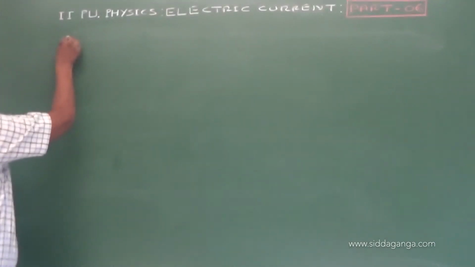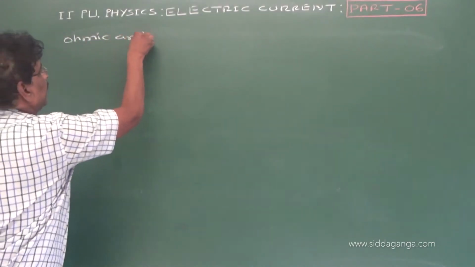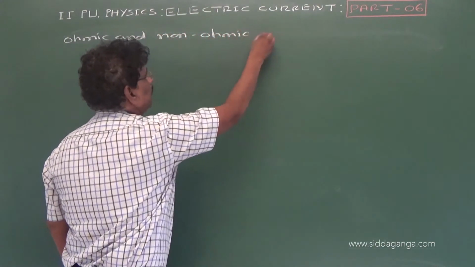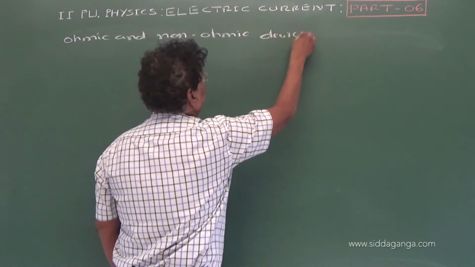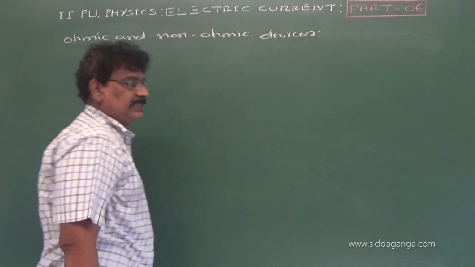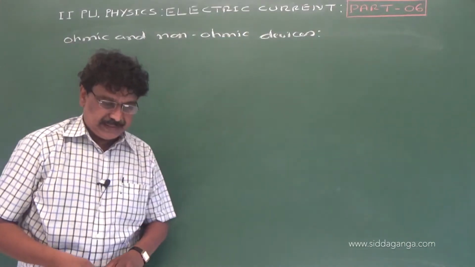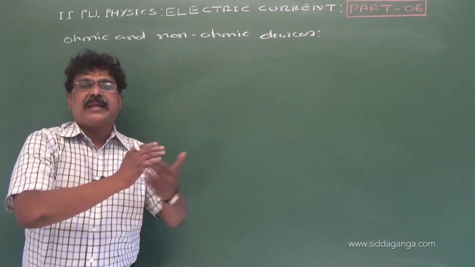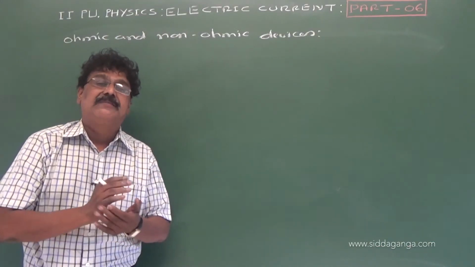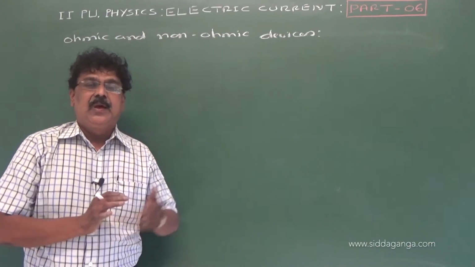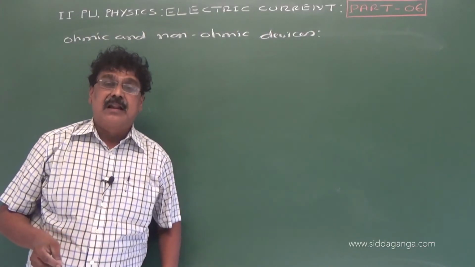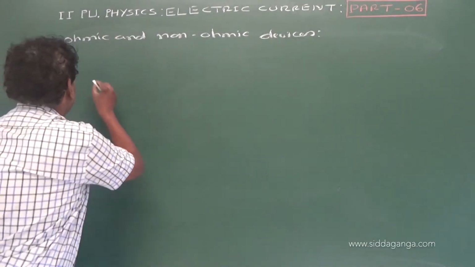Now, we'll take ohmic and non-ohmic devices. The electrical and electronic devices are classified into two types. One is ohmic devices and the other one is non-ohmic devices.